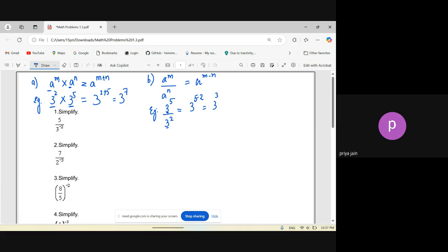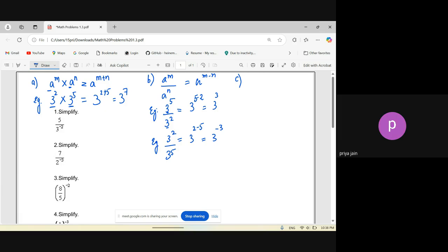Quick question, Priya. For that example, for number B, what do you do when you have a greater exponent on the bottom and a lower exponent on the top? Like for example, what if you switch 5 on the bottom and 2 on the top? How would you do that? Alright, so that's what we will be doing today. So 2 minus 5 gives us 3 to the power negative 3.